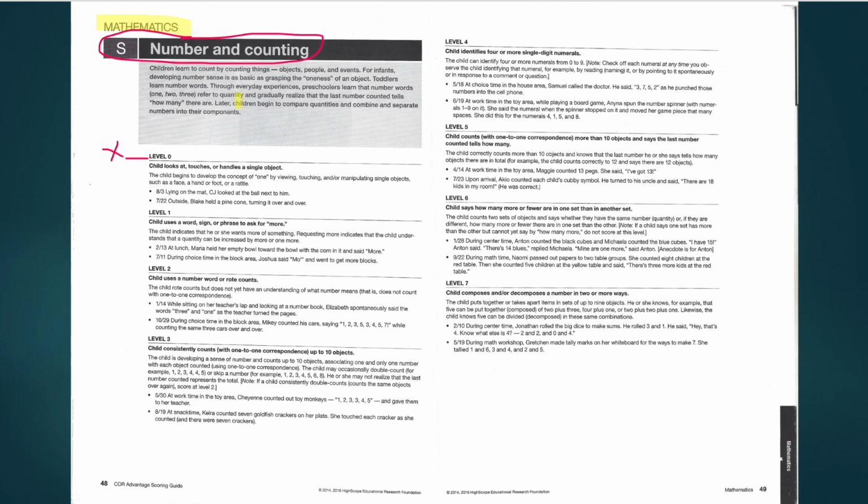When we want to update the parents, you will need to update parents based on the black headers here. Child looks at, touches, or handles a single object. So you don't tell them the levels, you only tell them that Amy looks at, touches, or handles a single object. Or it can be Amy says how many more or fewer are in one set than in another set. So this is the exact development that we want to tell parents, not their level.